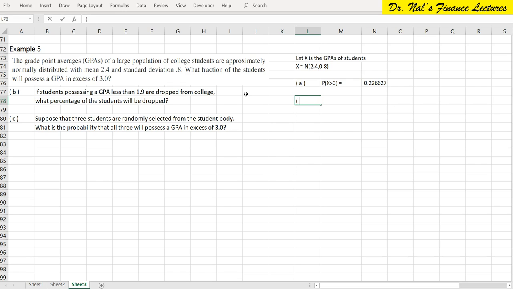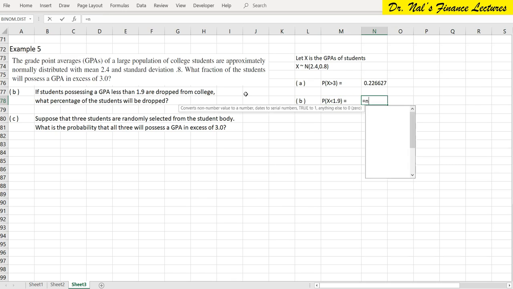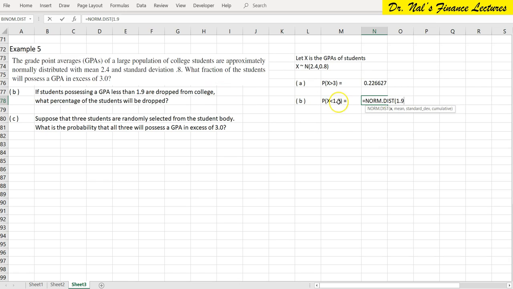Okay, so second part. If students possessing a GPA less than 1.9 are dropped from college, what percentage of the students will be dropped? Very tiny, I hope, not too many. It will be sad to see too many students. So the question is asking for the probability that X is strictly less than 1.9. That's very straightforward. It's just norm dist as usual, 1.9, the area to the left, that's perfect. X less than means the area to the left. 2.4 is the mean, then the standard deviation, and then true, the cumulative. Oh my goodness, 26% of the students will be dropped out.